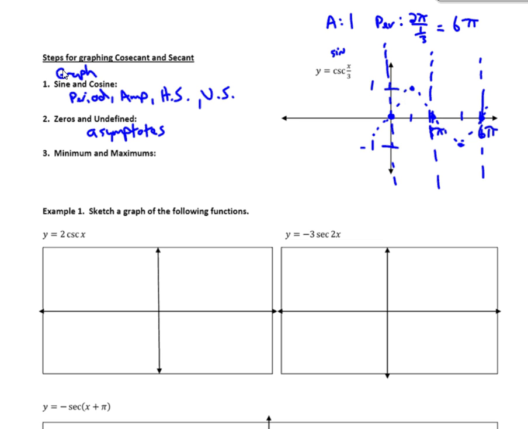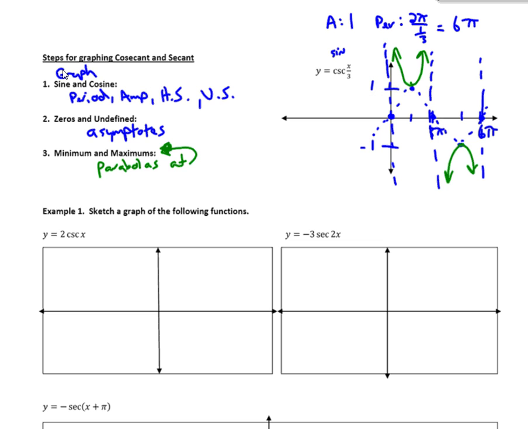So I'm going to draw in my asymptotes there. Then I'm going to actually draw in the parabolas at the minimums and maximums. So here's a maximum. I'm going to draw in my parabola there. Here's my minimum. I'm going to draw in my parabola there. That's one period of the cosecant graph.